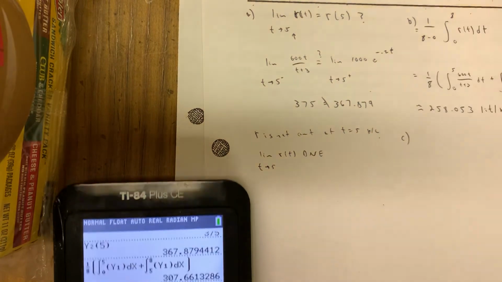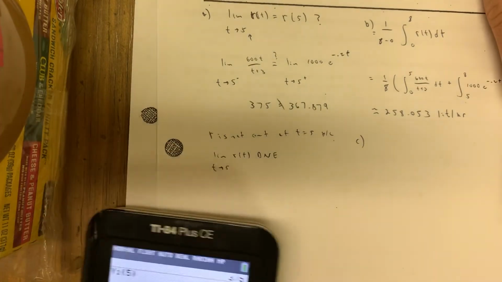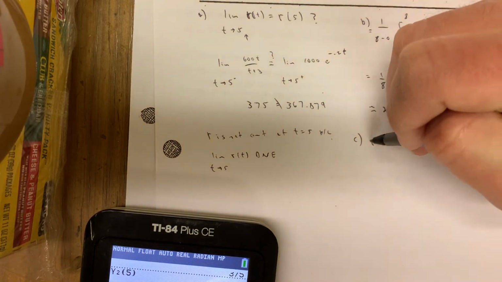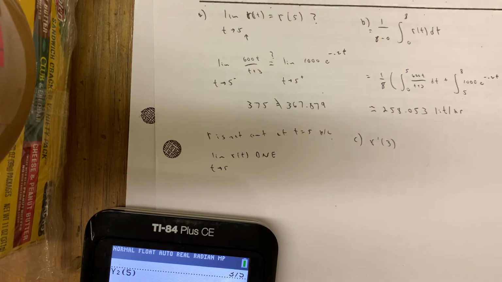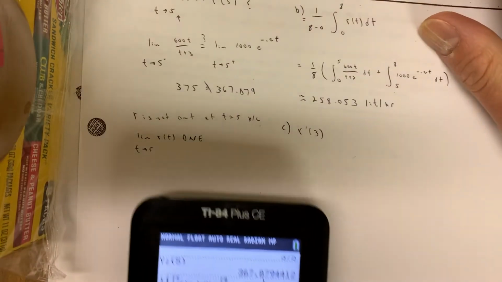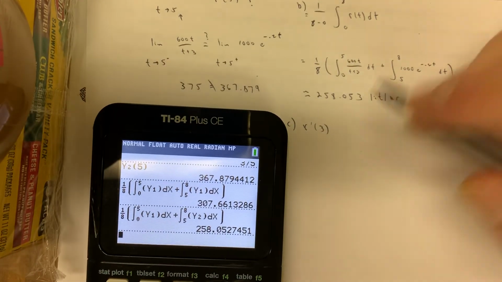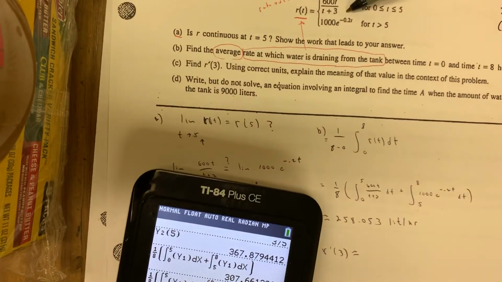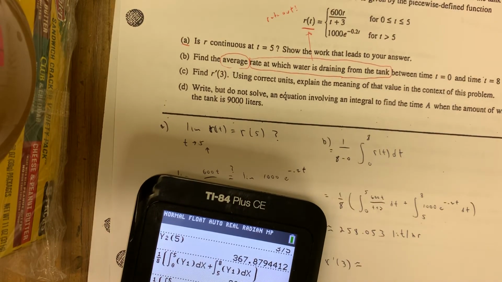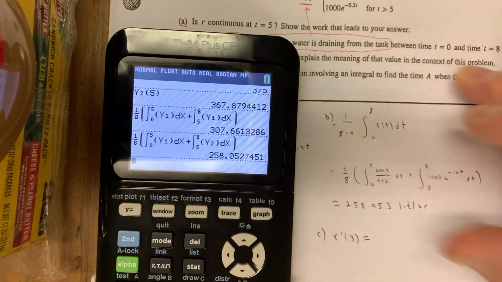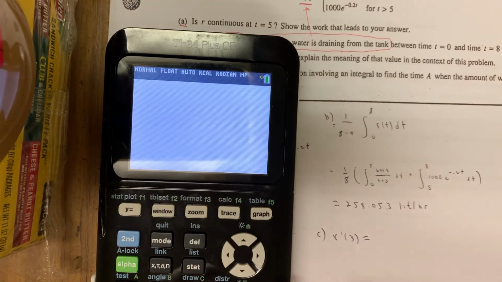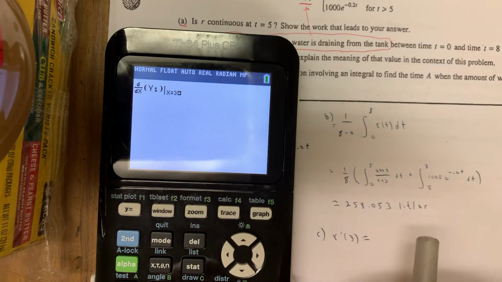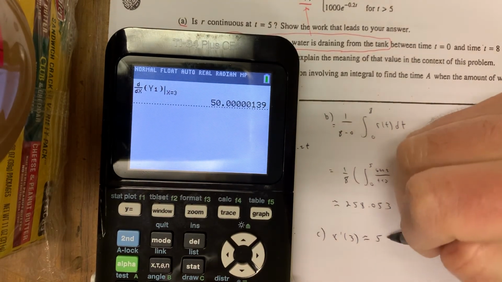Part C, very similar to a problem we did yesterday or today, I don't remember already. Find r prime of 3, and then, using correct units, explain the meaning of the value in the context of this problem, though you could also make it very generic. Just remember, for r prime of 3, you could use your calculator, but you'd be taking the derivative of the top piece, y1 in my calculator, because 3 is in between 0 and 5. So r prime of 3, math 8. Let's take the derivative with respect to x of y1, not y2, evaluated at t equals 3. You actually get 50.